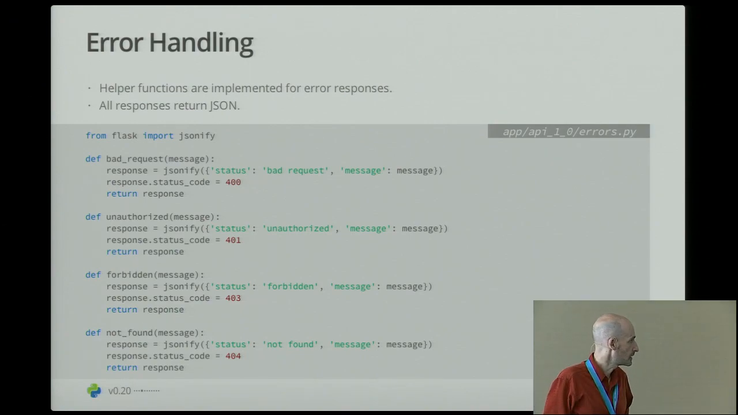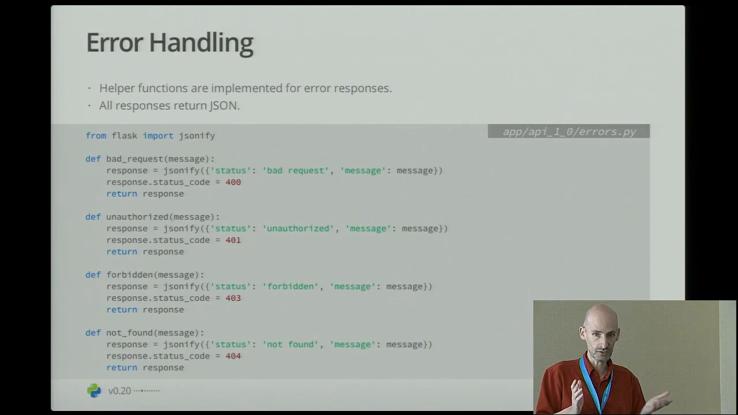So this is how I do error handling. I create a bunch of helper functions that return all the possible errors that the API needs to support. So if you call bad request, I generate a response through jsonify, same thing as the success response, but I set the status code to 400, which is the correct status code for a bad request. And there's unauthorized, forbidden, not found. All the HTTP errors can be represented by helper functions.